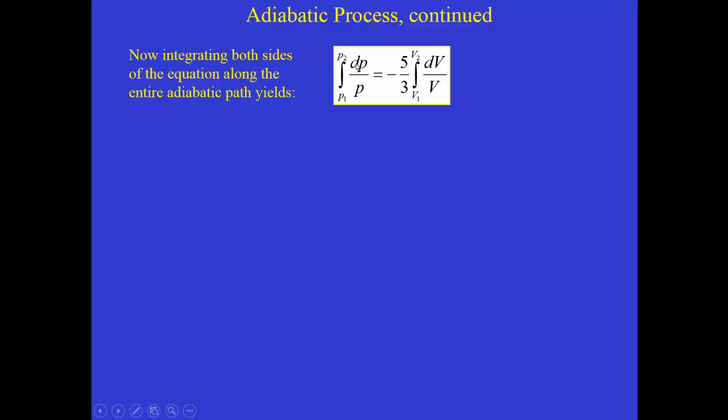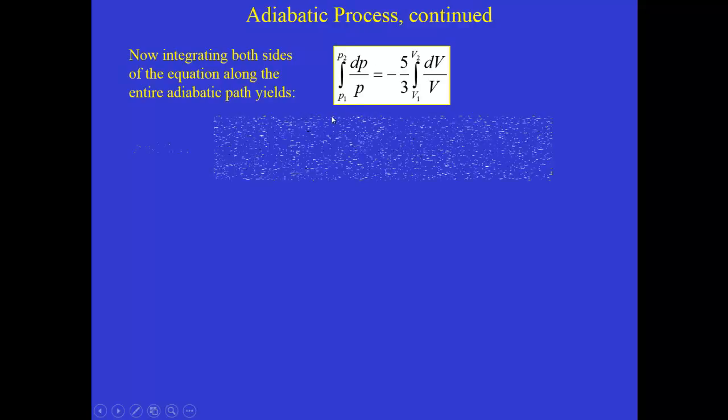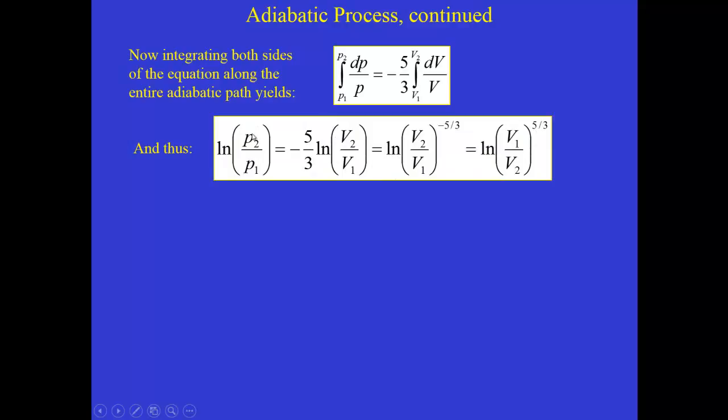So on the left-hand side, we'll get the natural log of P evaluated between P1 and P2, and that's simply the log of P2 minus the log of P1, which can also be expressed as the log of the ratio P2 over P1. That's what the left-hand side reduces to. On the right-hand side, we get minus 5/3 log of V2 minus log of V1, and another way to write that is the log of the quotient, V2 over V1, right?